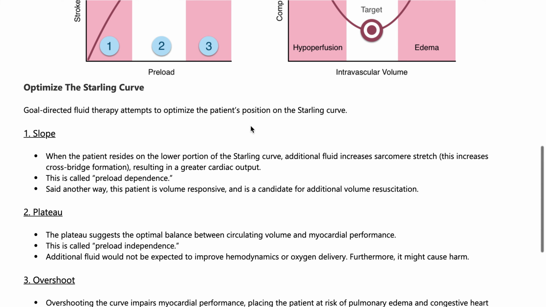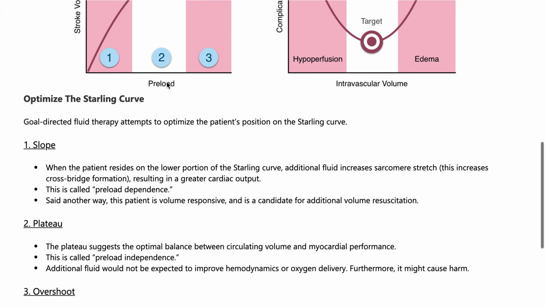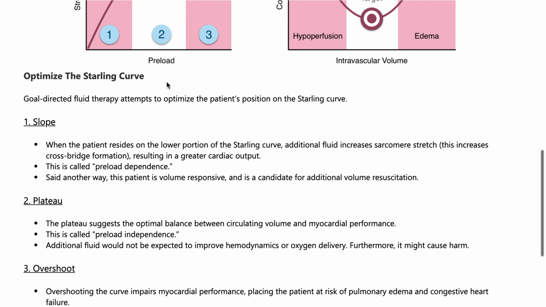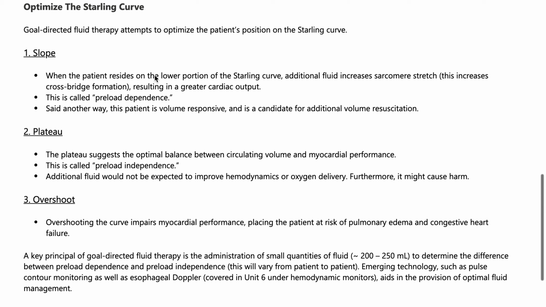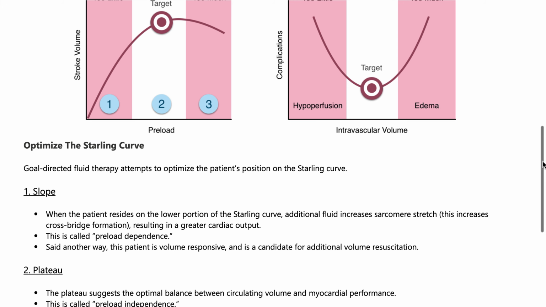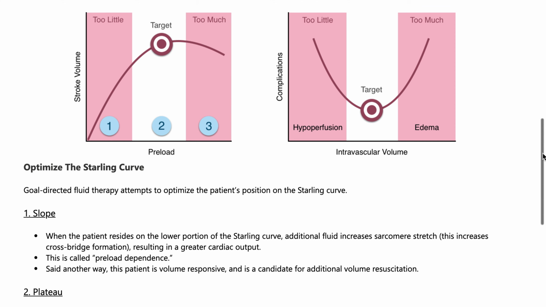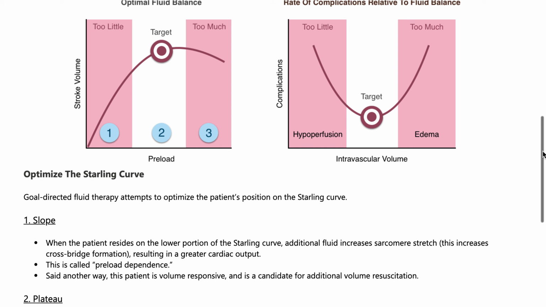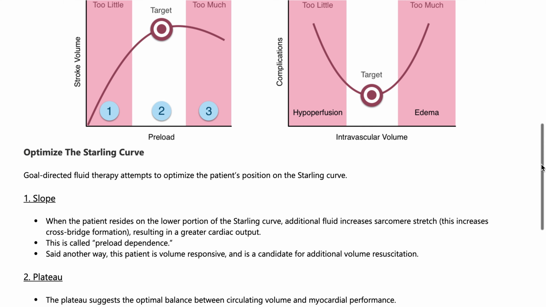And next we're going to talk about the Starling curve. We kind of touched on this earlier. The goal-directed fluid therapy attempts to optimize the patient's position on the Starling curve. There's basically 3 elements to the Starling curve. So number 1 is the slope. When the patient resides on the lower portion of the Starling curve, additional fluid increases the sarcomere stretch, and this increases the cross bridge formation, resulting in a greater cardiac output. This is called preload dependence. Said another way, this patient is volume responsive and is a candidate for additional volume resuscitation.